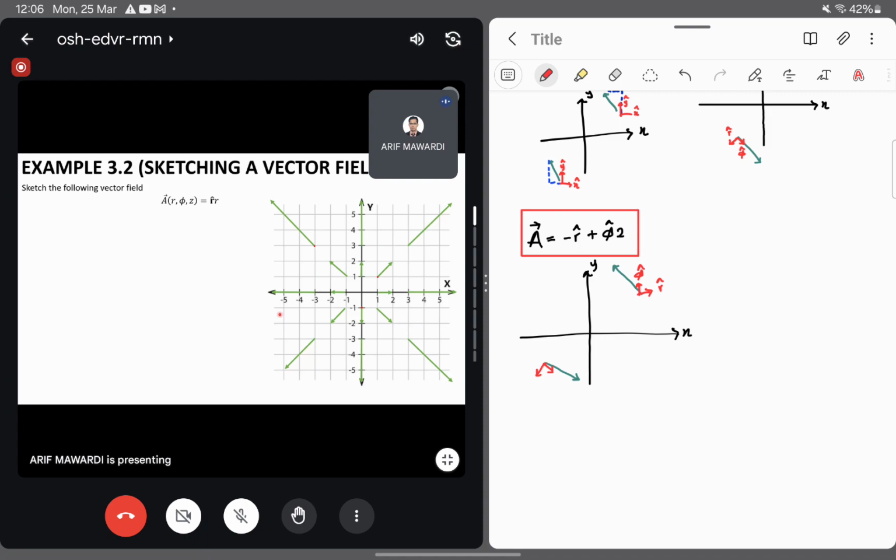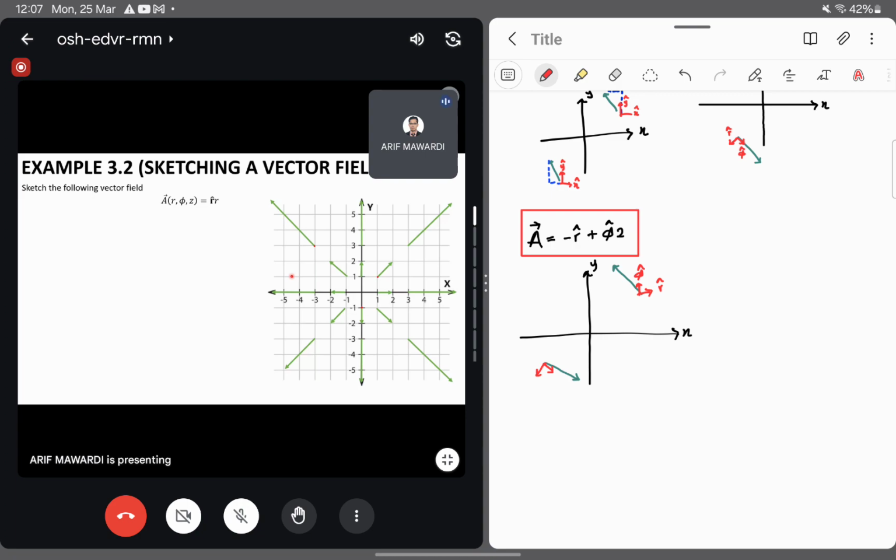Before we move on, let me remind you again, what is a vector field? A vector field is a distribution of a vector quantity in space. So the whole thing here is what we refer to as a vector field. It is a collection of vectors in space. Why is this vector field important? Because the main things that we are going to be dealing with in this course, which are electric field and magnetic field, are vector fields.